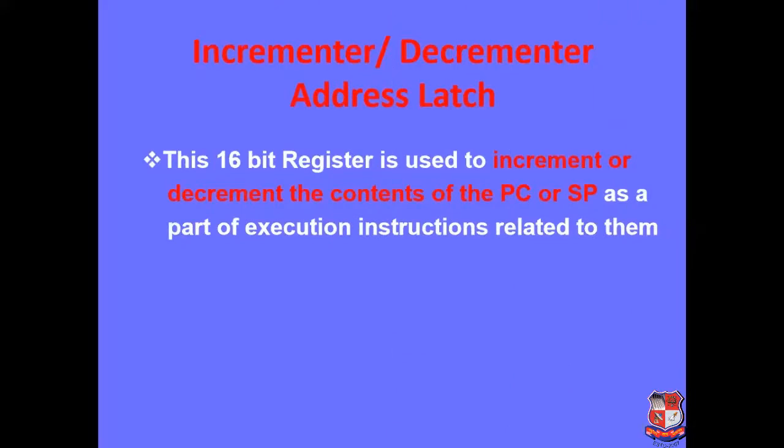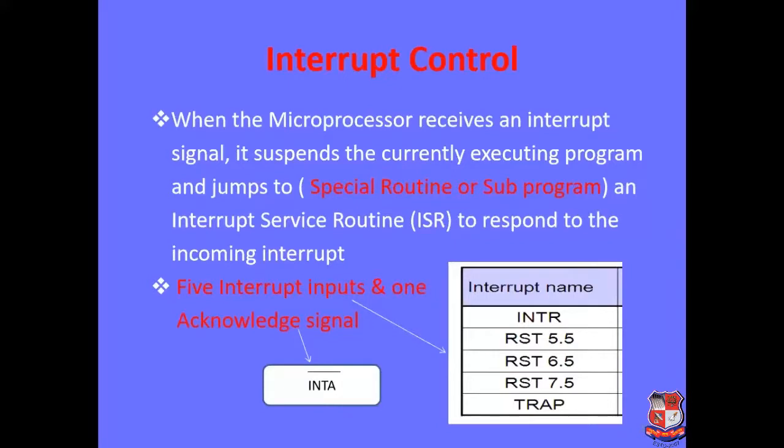Incrementer decrementer address latch. This register is used to increment or decrement the content of program counter or stack pointer as part of executing instructions related to them. Next architecture feature is interrupt control. When microprocessor receives an interrupt signal, it will suspend the currently executing program and jump to the interrupt subroutine to respond to the incoming interrupt. There are 5 interrupts and one acknowledgement signal: INTR, RST 5.5, RST 6.5, RST 7.5, and TRAP. And one acknowledgement signal, interrupt acknowledgement or INTA bar.